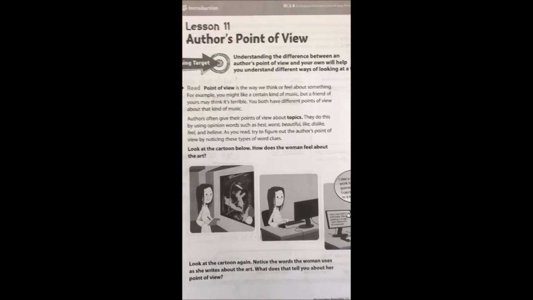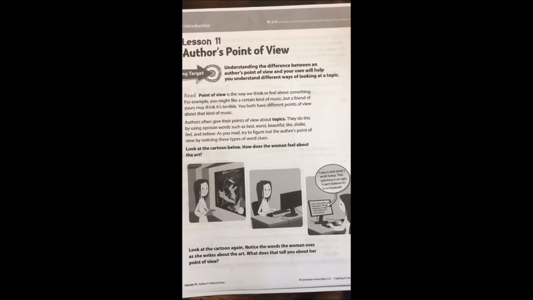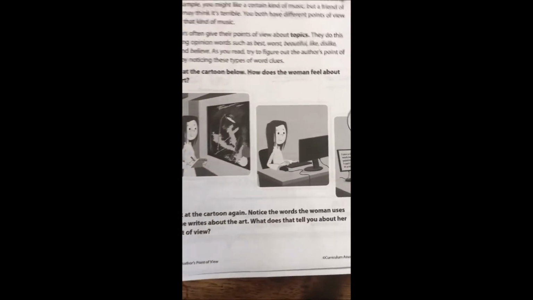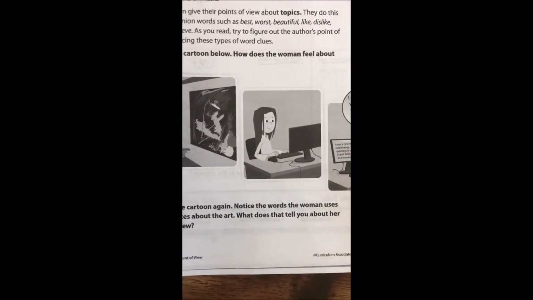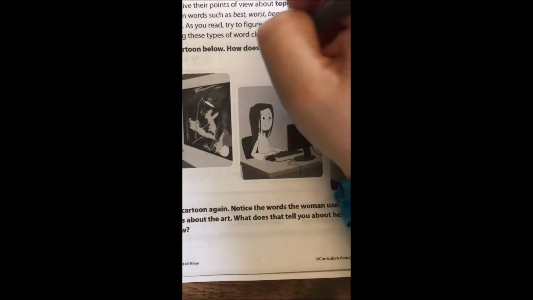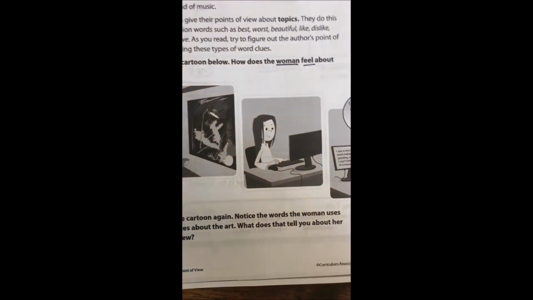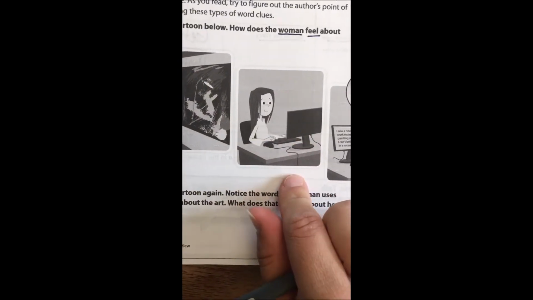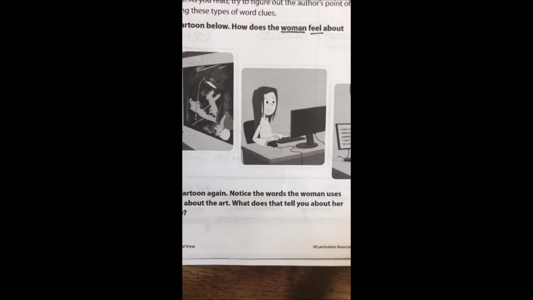So what we're going to do is look at this cartoon. In this cartoon, we have a woman who's first looking at a piece of art. You can see the art way better in your copy than mine. And then she's on her computer, and she's typing some things. As we do this, we want to know, how does the woman feel about the art? In this case, because the woman's typing, she's the author, and she's also kind of a character.